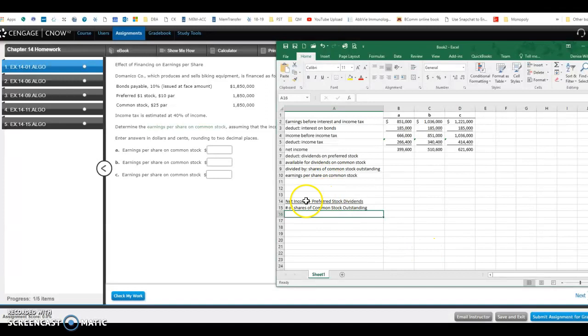Okay, that's our formula. So at this point, we have just calculated net income. So that plugs into this portion. Now we're going to calculate the preferred stock dividends. Okay, so here we go. What do we know about preferred stock?